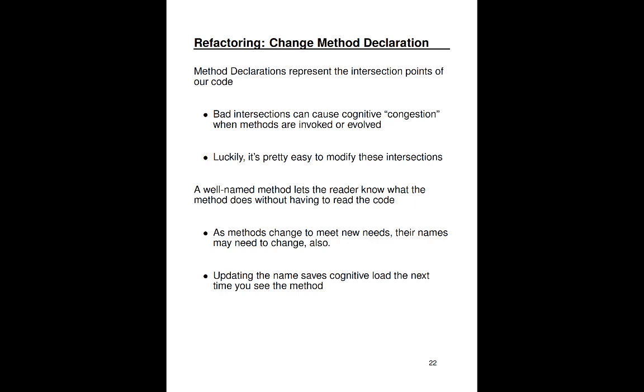And just to emphasize, we've been talking a lot about naming, but when you have a method that is well named, it lets the reader know what the method does, and lets them know that without them having to read and understand the code. Now note that as methods change to meet new needs to do more things, you have to change their names also. There's nothing wrong with that. And if you've got a good name for it, make the change, because making the name more intuitive now will reduce the cognitive load for the next person that uses that method.